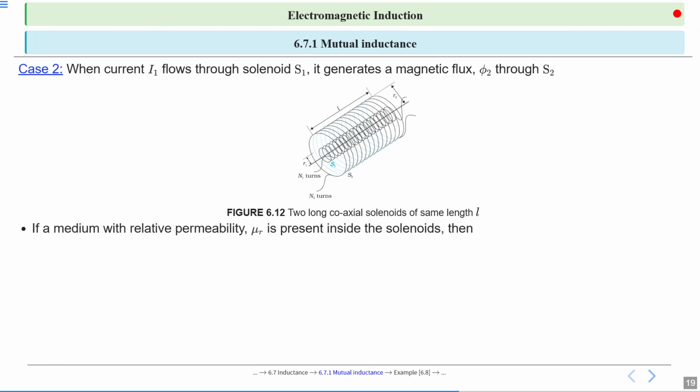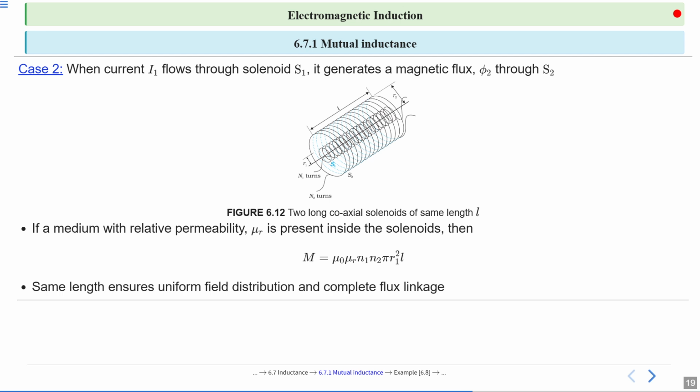If a medium with relative permeability mu r, if we are inserting some other material with mu r inside the solenoids, then M will be equal to, if there is a medium that we are going to insert inside the solenoids, then the mutual inductance will be mu naught mu r. So mu r will be multiplied additionally. So mu naught mu r N1 N2 pi R1 square L.